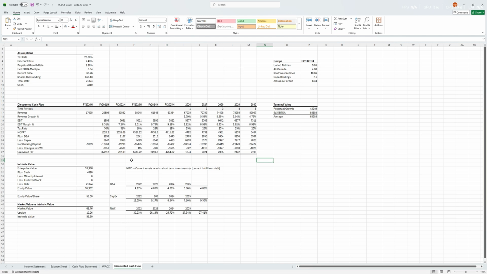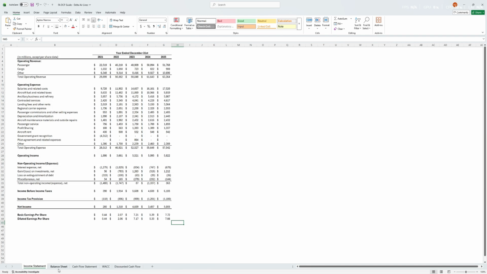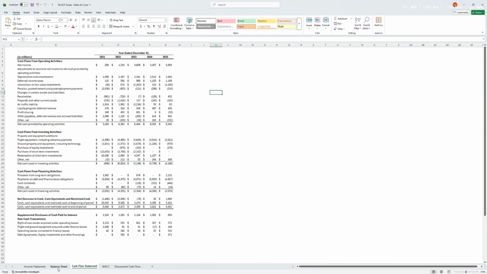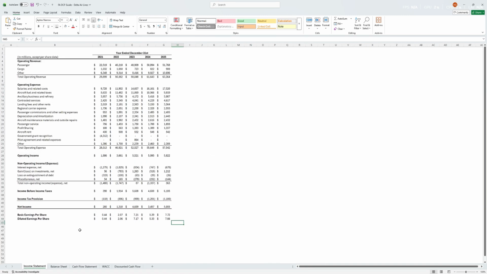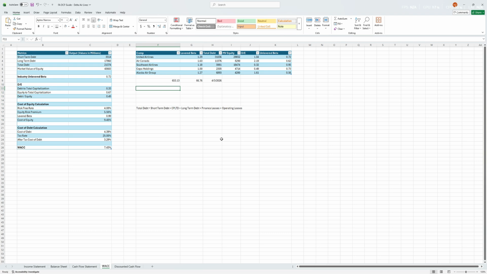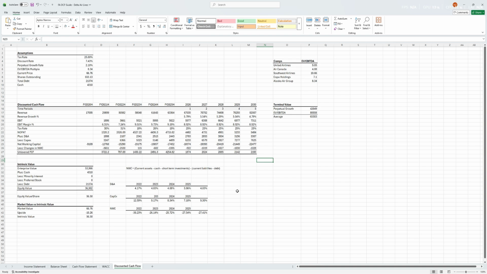So, back again, just going from square one, the first thing I would do is grab the three financial statements and put these in Excel. It's going to make your calculations a lot easier. I would then watch the first video I made to calculate a weighted average cost of capital, and then you can come and do the discounted cash flow.